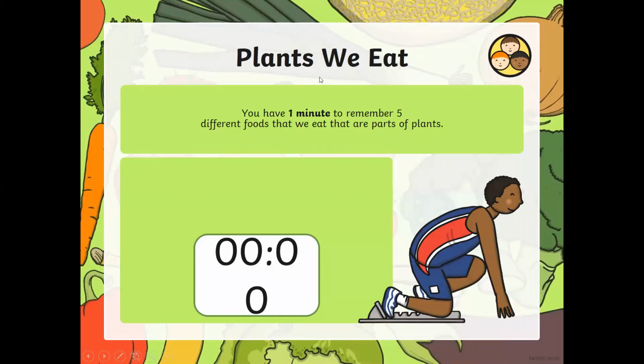Now, today our presentation is over. We talked about the flower vegetables, leaf vegetables, root vegetables, and stem vegetables. Now I'll give you 1 minute to remember 5 different foods that we eat that are parts of plants. We spoke about them. Okay? Let's start.